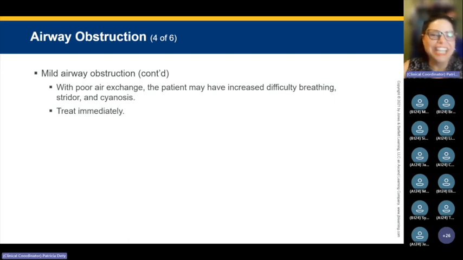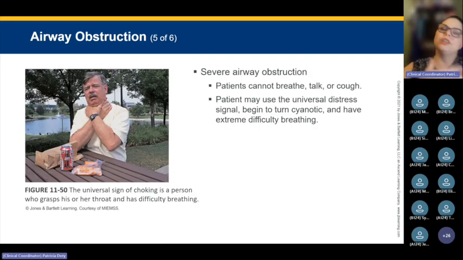With poor air exchange, the patient may have increased difficulty breathing, stridor, and cyanosis. Now, remember, we talked about how wheezing is in the lungs, stridor is right here. This means the obstruction is between here and here, because you're going to hear it audibly from here to here, okay? And go ahead and treat immediately. Now, this is severe airway obstruction.